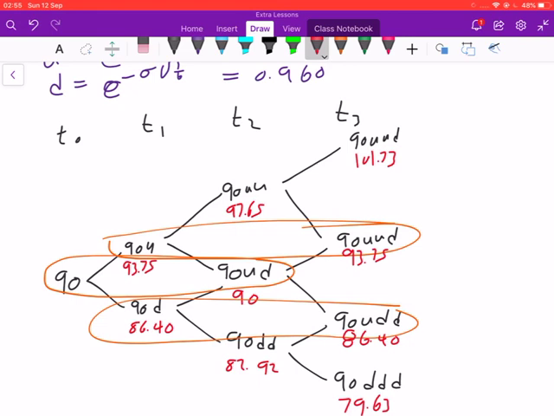So you have three models. You can find your prices at each node. We will look at finding other parameters later on.